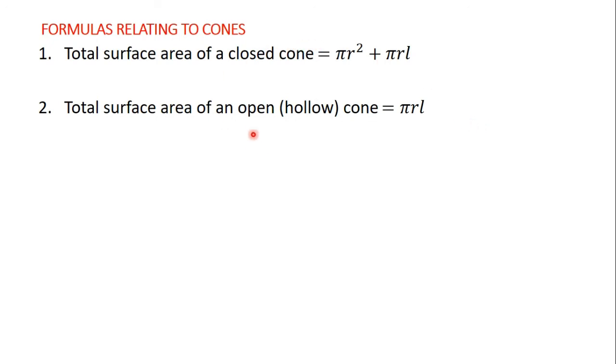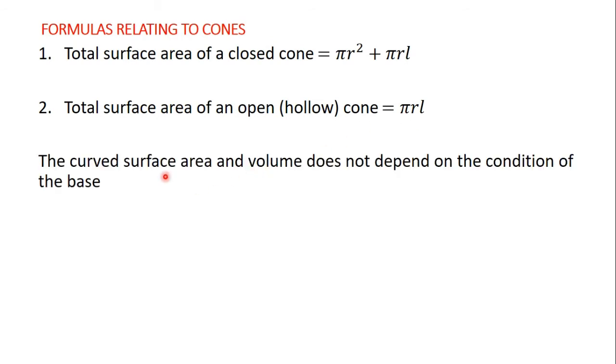So you can see from here that the formula for finding the total surface area depends on whether the cone is closed or open. If it's closed, it's pi r squared plus pi rl. If it's open, it's pi rl. But the formula for finding the curved surface area and volume does not depend on the condition of the cone. What this means is that whether the base is open or closed, the curved surface area of a cone is pi rl. So the curved surface area of a cone is pi rl.